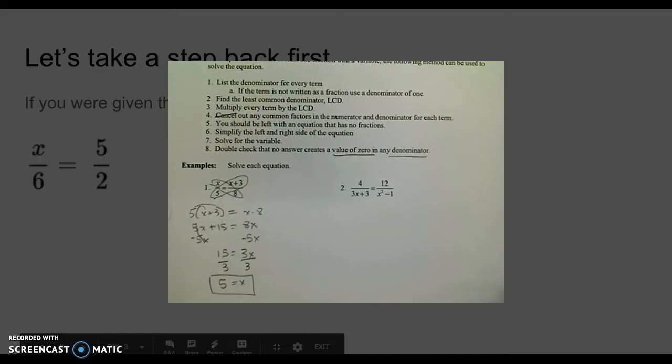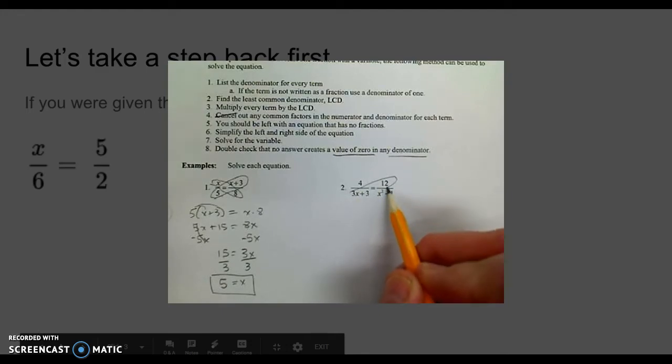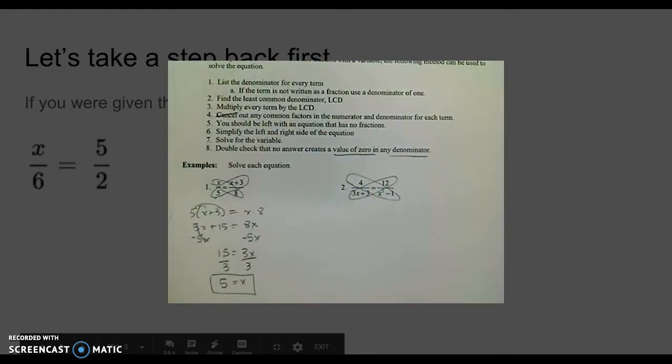Go ahead and pause the video and give this one a try. It's still a proportion, even though it looks a little uglier. 4 over 3x plus 3 equals 12 over x squared minus 1. I'll go ahead and get you started. In a proportion, your cross products are equal.